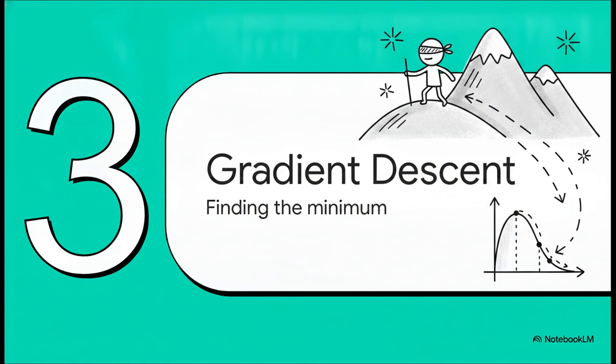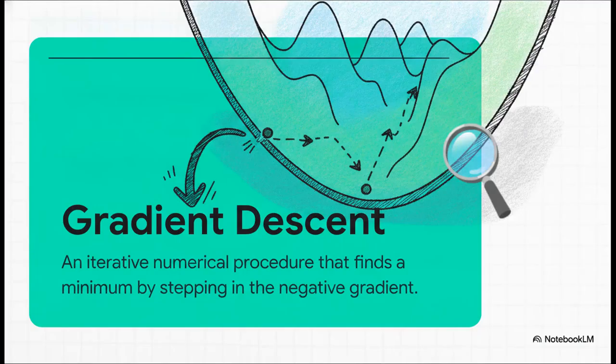Which brings us to the star of the show, Section 3, the gradient descent algorithm. Enter gradient descent. This is an iterative numerical procedure that finds a local minimum by repeatedly taking steps in the direction of the negative gradient. Now, don't let the math jargon throw you. Negative gradient is literally just the formal term for the steepest downward slope.